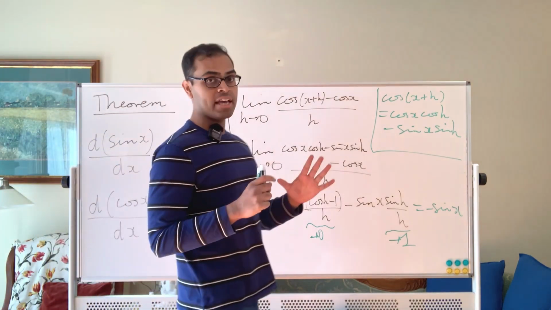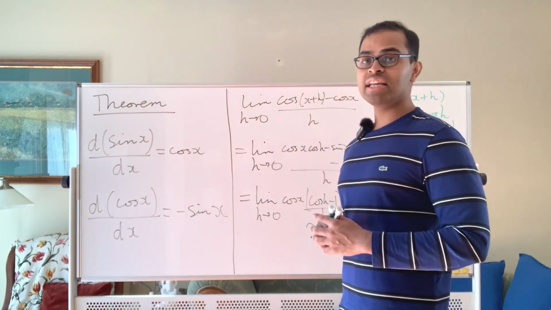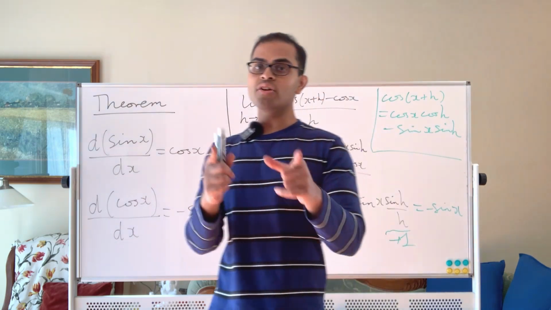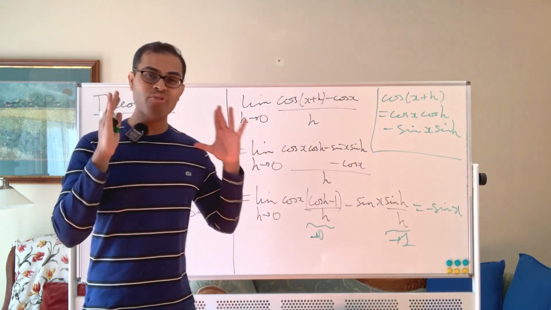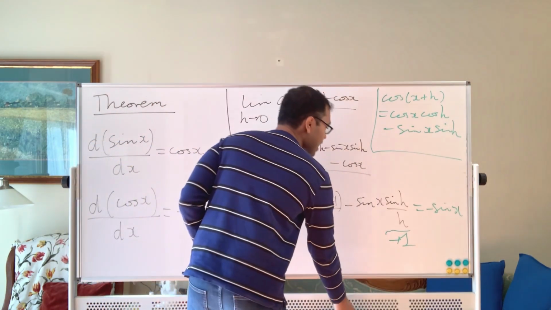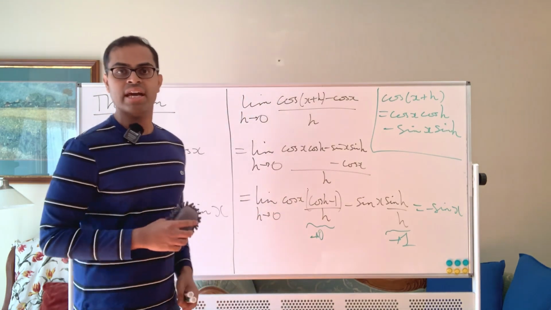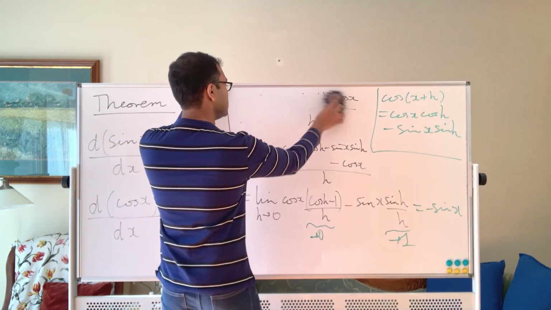Now I'm going to end by explaining why the cosine h minus 1 over h goes to 0. And this is super important. It gives you one example of why any trig 0 over 0 limit can ultimately be reduced down to the sine h over h limit, which is the fundamental trig 0 over 0 limit.